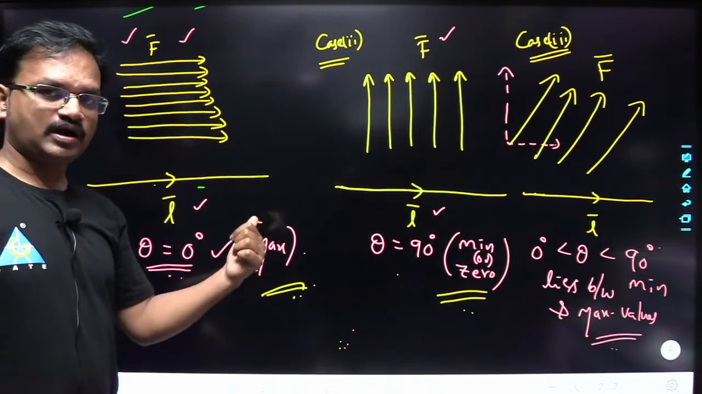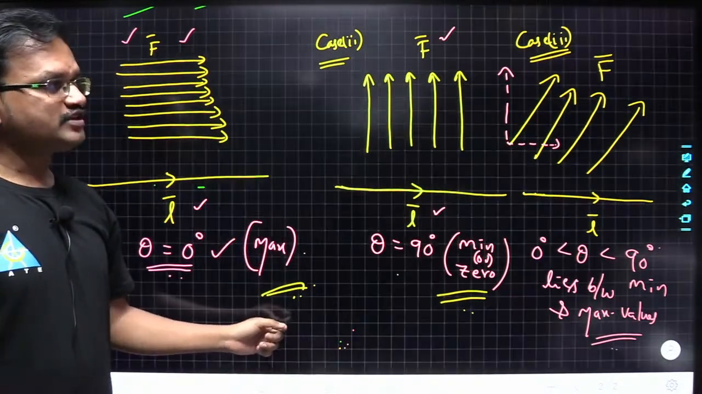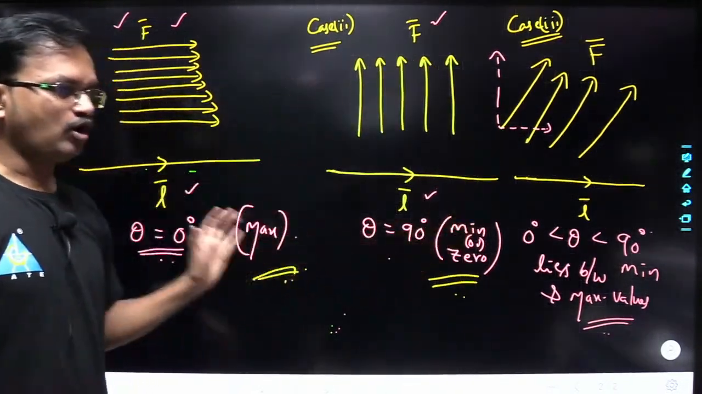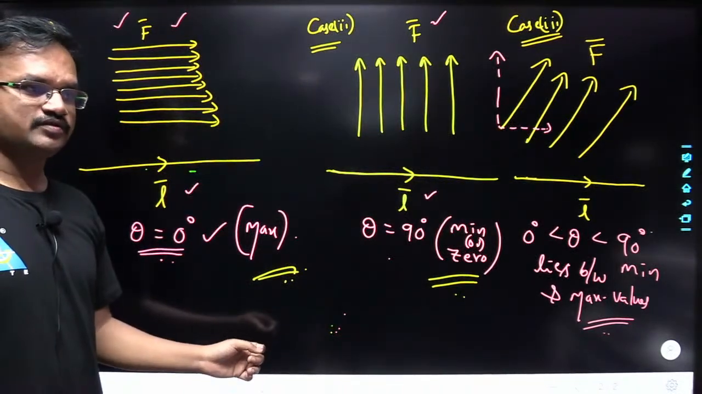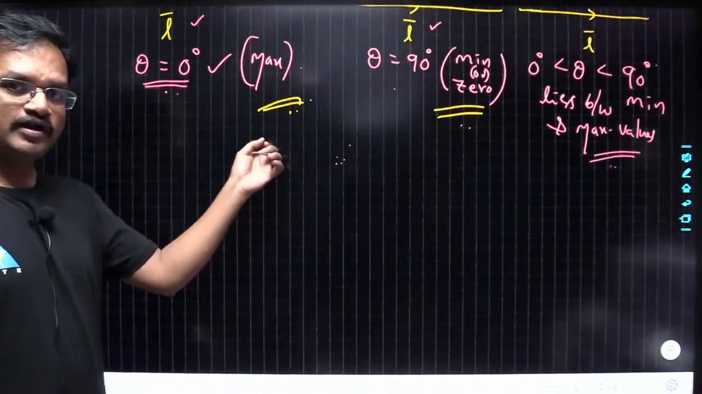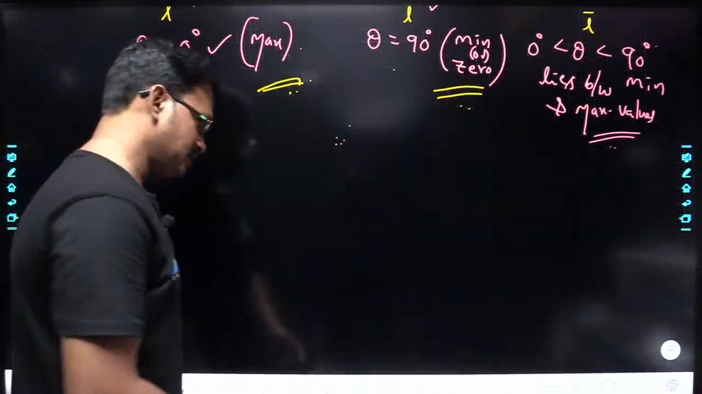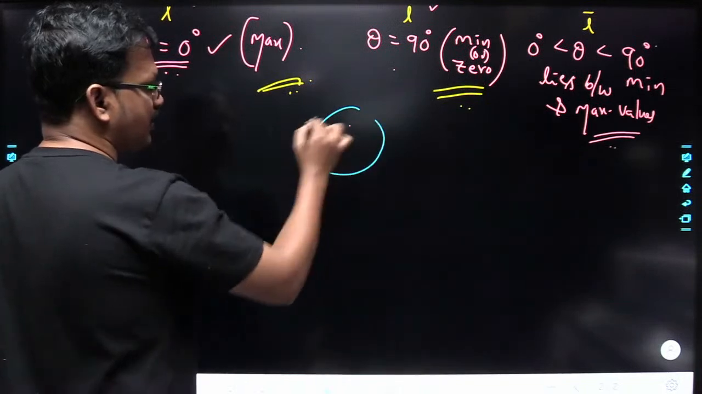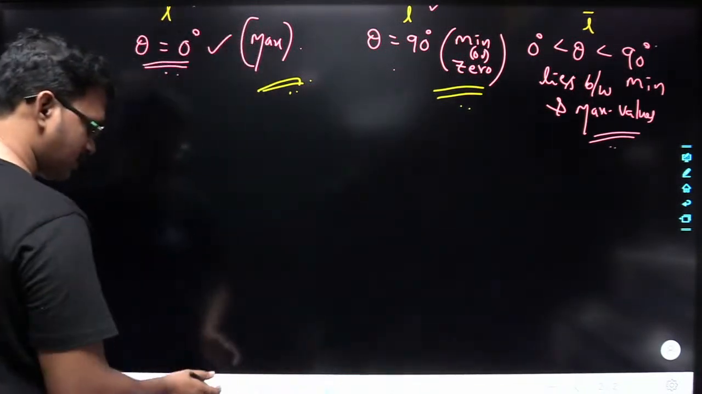Angle between F bar and L bar. Okay, so which mathematical operation will satisfy all these conditions here? That is nothing but the dot product, or not? Yes or no? That is nothing but the dot product between F bar and L bar, right?